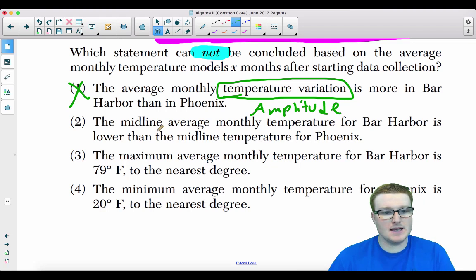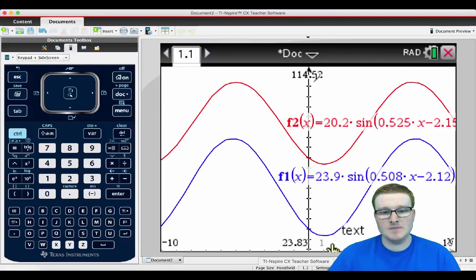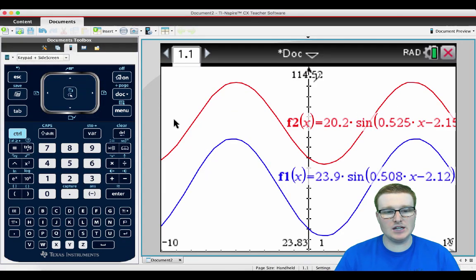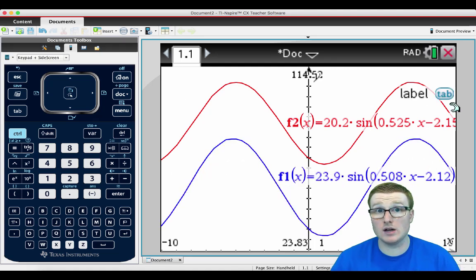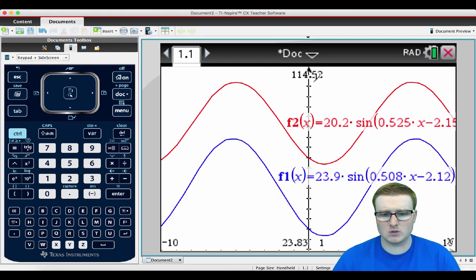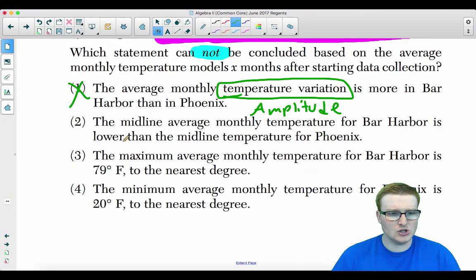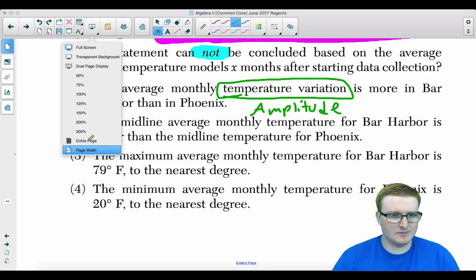All right, number 2: the midline average monthly temperature in Bar Harbor is lower than the midline temperature for Phoenix. So basically, if you take these two graphs and create a midline through the two, they're saying that the Maine midline is lower than that of the Arizona midline. Well, that's definitely true because it's lower on the graph. So that can't be the answer.